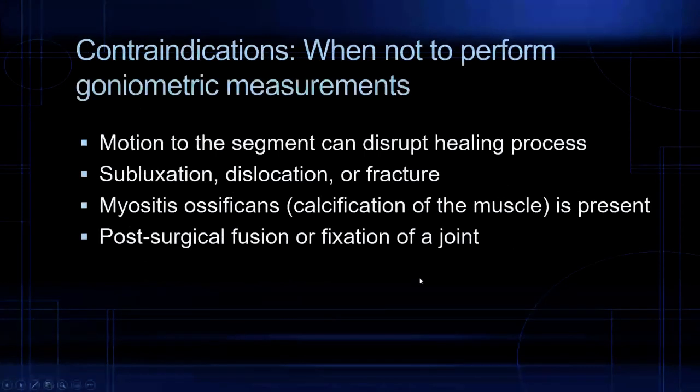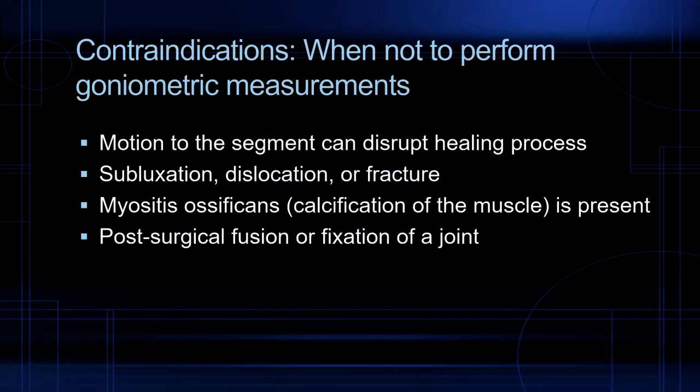So when do we absolutely not perform goniometric measurements? Okay, absolute contraindications. Anytime moving the segment of the joint could disrupt the healing process, like in a fracture or in a surgical repair. So with a rotator cuff repair, for example, the protocol is to not have any active range of motion performed for at least 12 weeks, because otherwise there will be too much stress and strain on the repaired supraspinatus tendon. So by default you are not going to measure any active range of motion.